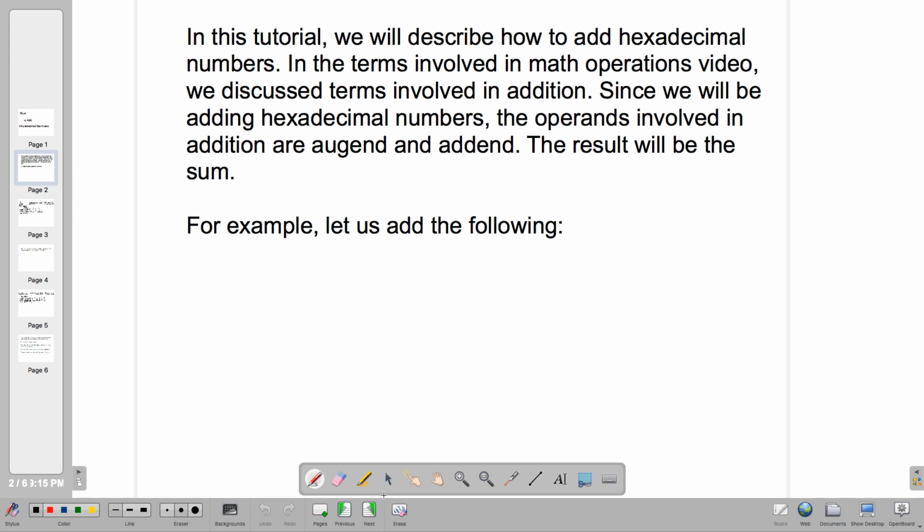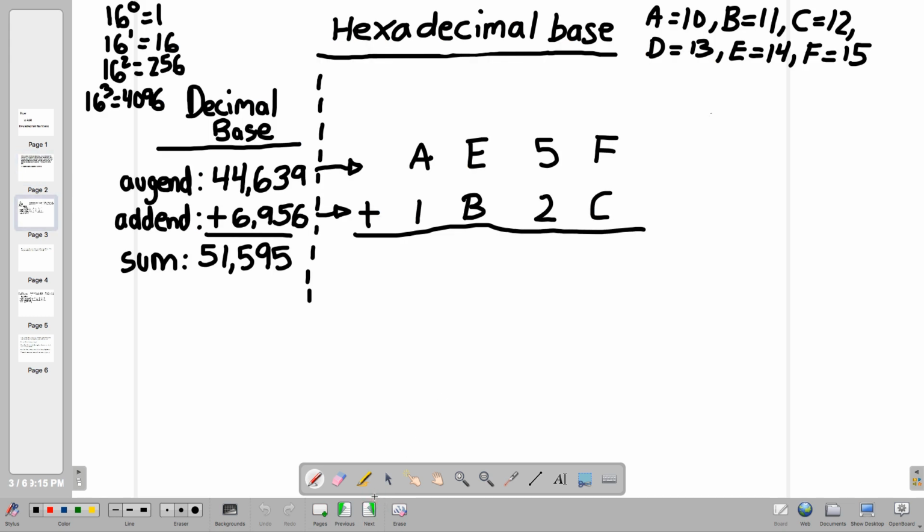For example, let us add the following. We're going to apply an addition here, and as we mentioned, the terms involved are origin and add-in, which will produce a sum. For this example, represented in decimal base, the value is 44,639, and we're going to add the value 6,956, and our expected value should be 51,595.